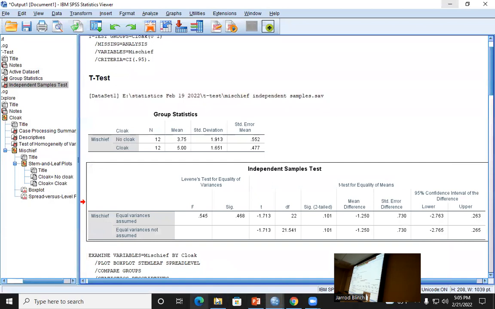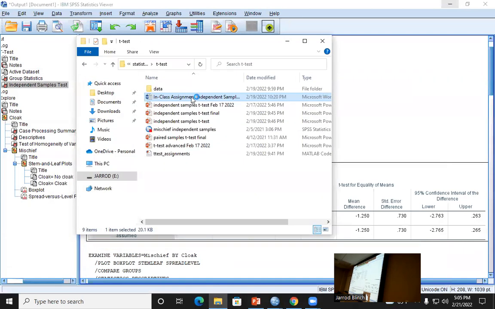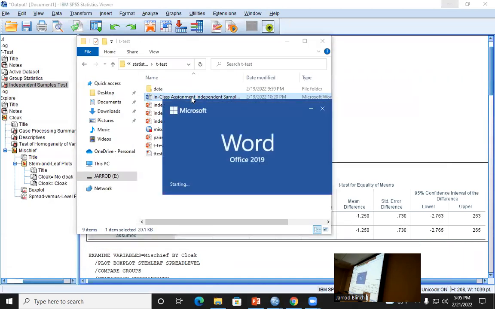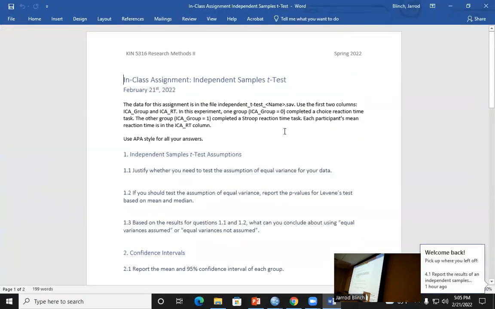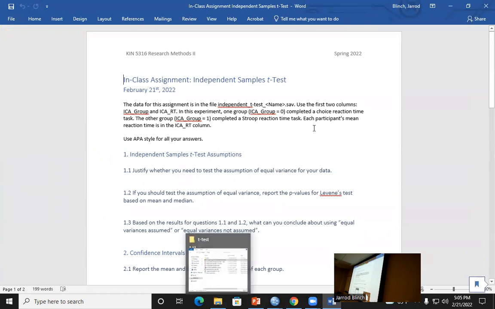Well, let's take a peek at the in-class assignment. So your data should be on Blackboard for this. There's 4 columns. The first 2 are for the in-class assignment. So they're labeled ICA as an in-class assignment. And the next 2 will be for the at-home assignment.